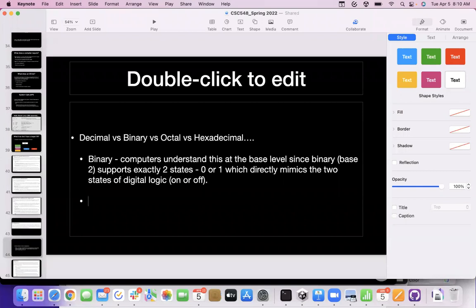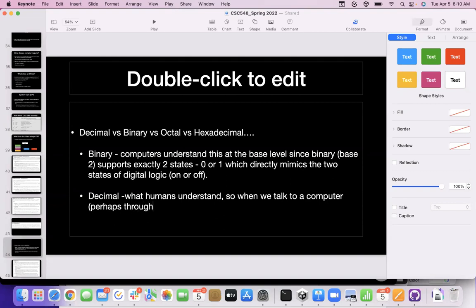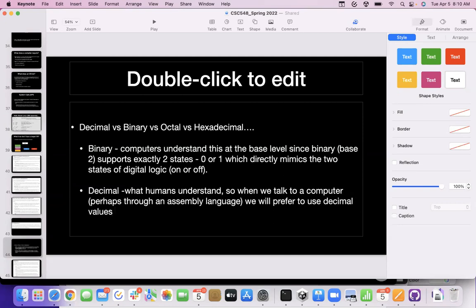All right. What about octal? Well, so let's throw decimal in there. Decimal is the other easy one. If binary is what computers understand, decimal is what humans understand. So when we talk to a computer, perhaps through an assembly language, we will prefer to use decimal values and let the computer do the translation.